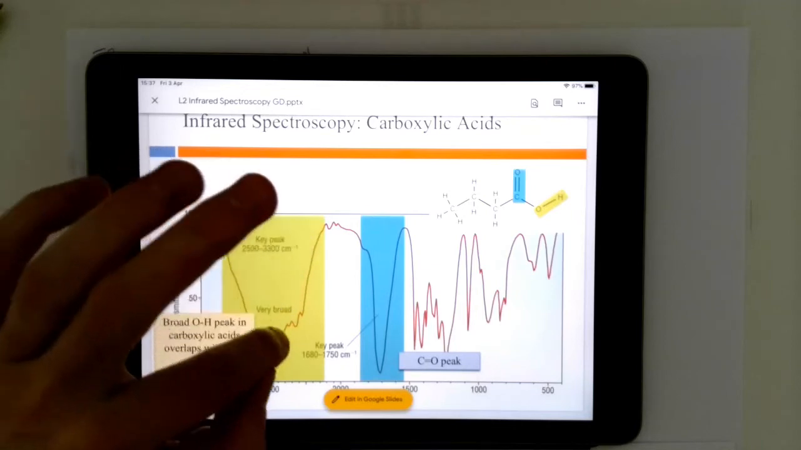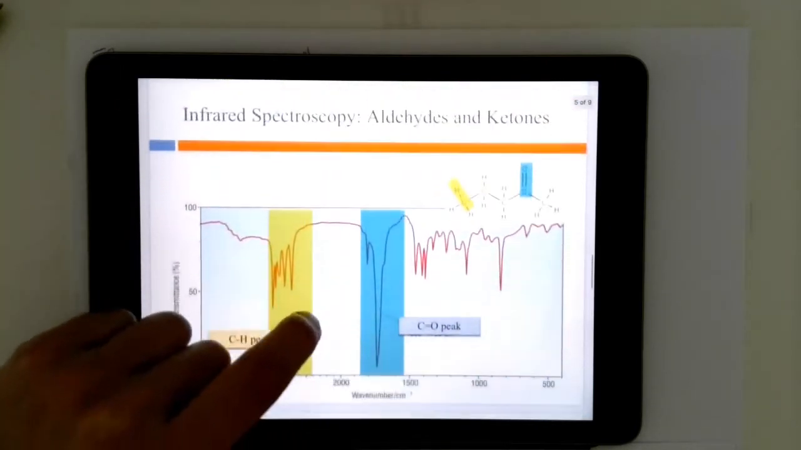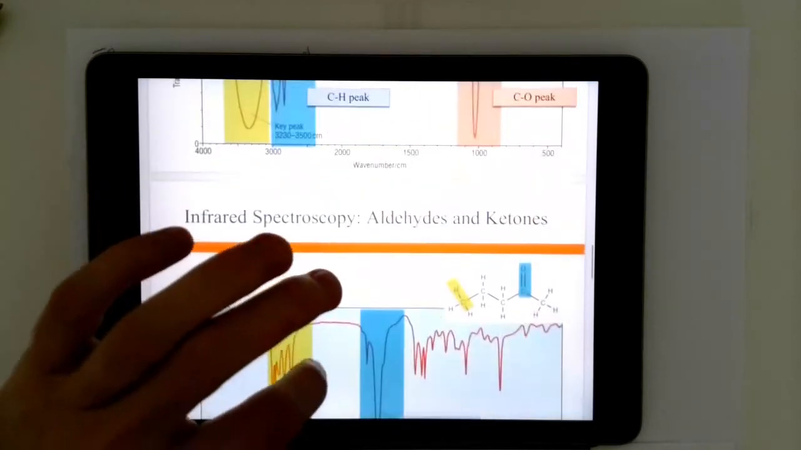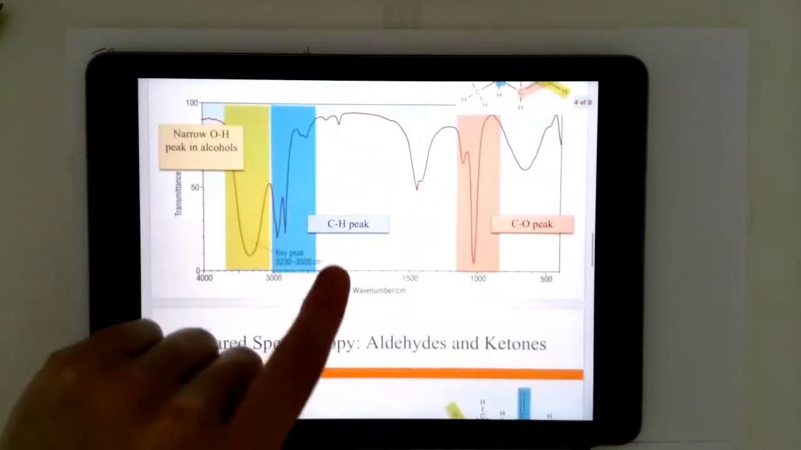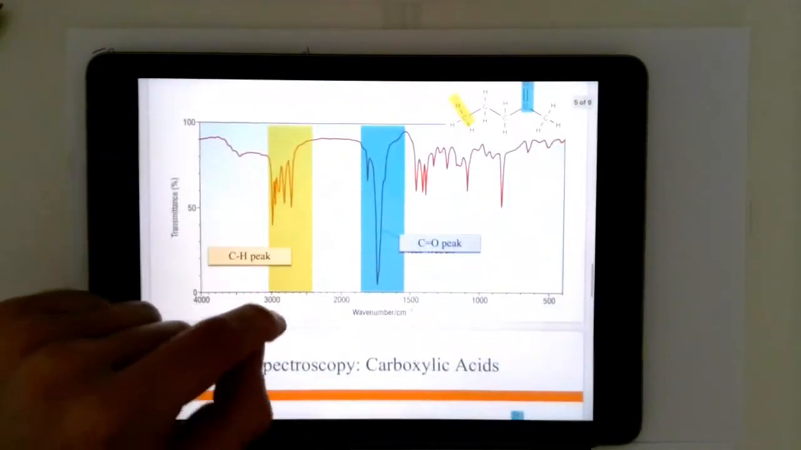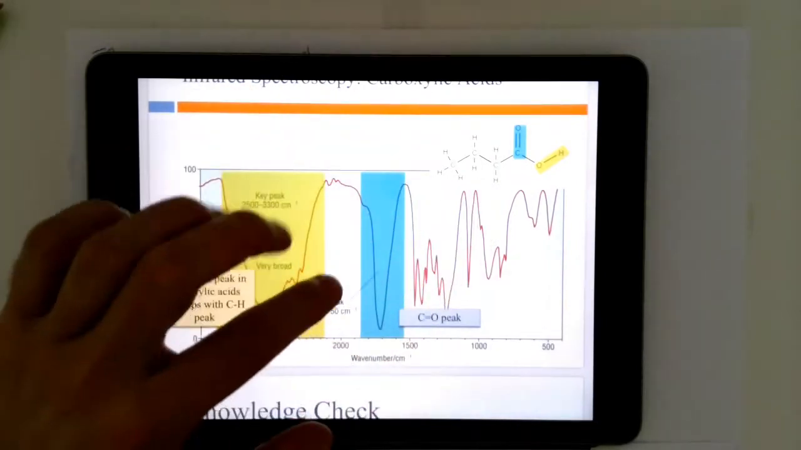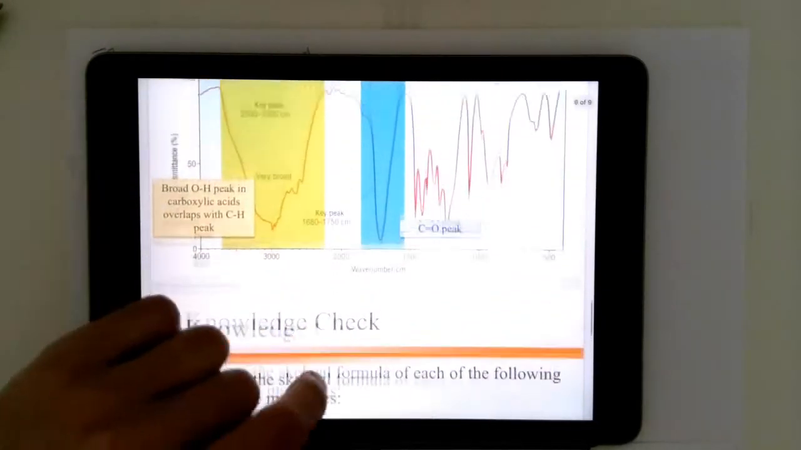You don't really tend to be that concerned with carbon to hydrogen peaks, because you're trying to get information about the molecule, and because it's an organic molecule, you can see all of these have got a CH in them, so that peak isn't usually helpful in determining anything about the molecule. So there's carboxylic acid, and I think that's it.